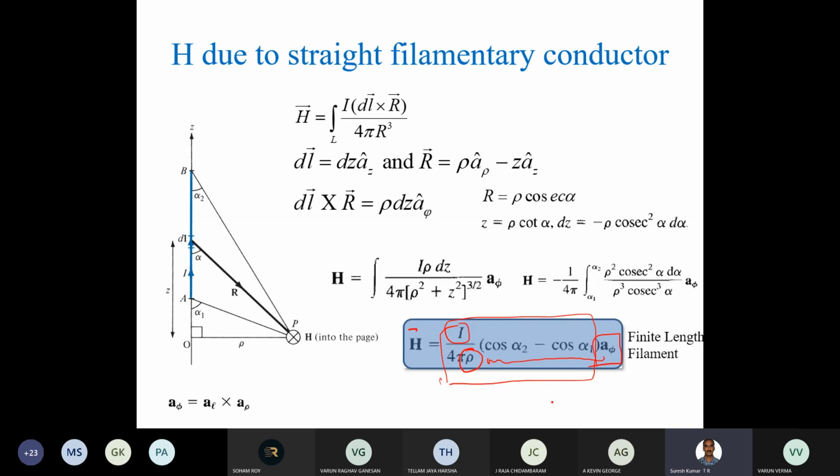What is the direction of the magnetic field? It is along the phi direction. What is the phi direction? See, this is the direction of current flow. Hold with your right hand, and this is the direction of the magnetic field. So the magnetic field is inward, right? Then why are we representing it with a phi direction? Because the magnetic field will always be in the phi direction. So this is the positive a phi direction. With respect to the observer, it is in the positive a phi direction.